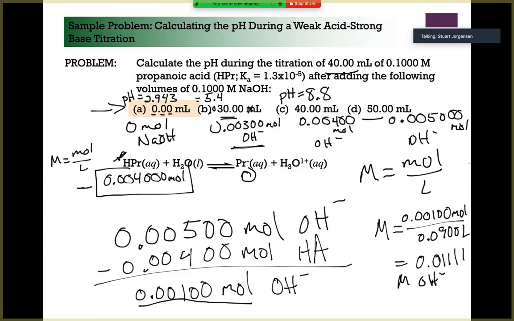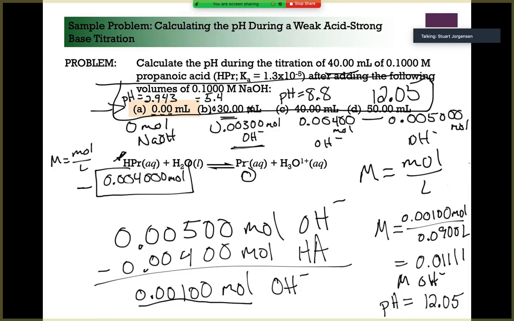Negative log of that will give you the pOH, which is 1.95. 14 minus our answer gives us a pH for this excess hydroxide. A pH for our final of 12.05 if we're following our sig fig rules, 4 sig figs. And this makes sense. We have extra base floating around. It should be pretty high on the pH scale. Oh my goodness. That was a lot.